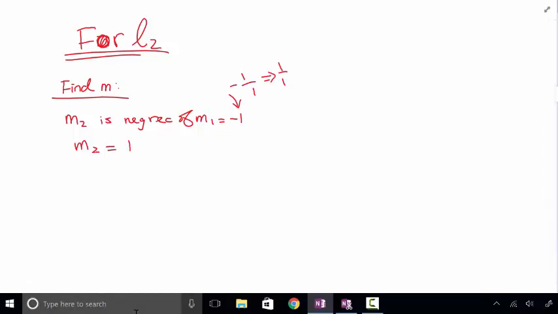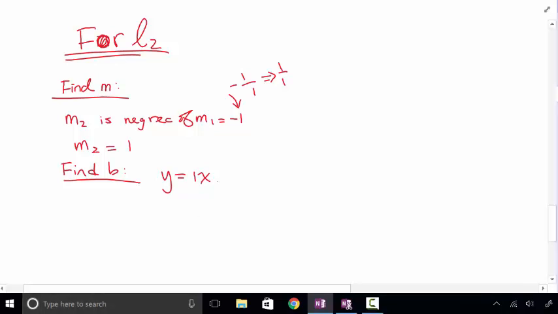Now I know the slope of M2. So this is kind of an easier question because you can find the slope very easily. Now find B. If I want to find B, I do y equals 1x. Do I need to write 1x? No. Plus B, I can just write x. Now I need to sub in a point. Which point am I going to sub in? We're going to sub in A because that's the point on the line, so that's the point that I'm going to sub in.